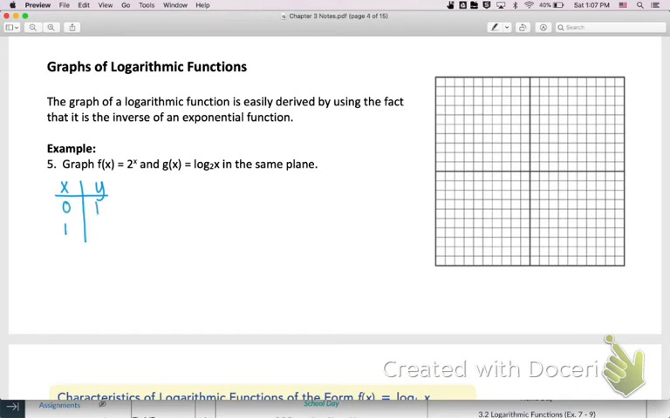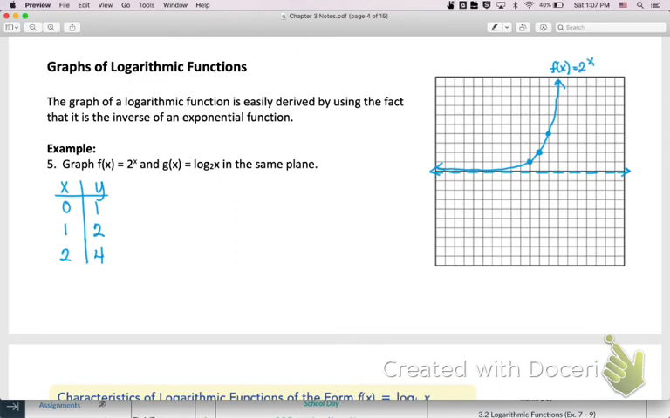And then if we plug in, let's say 1, and let's also do 2 for good measure. So if we plug in 1, 2 to the 1 is 2, and then 2 to the second is 4. So we will start by graphing that: 0, 1, 1, 2, 2, 4. And don't forget that we have an asymptote at y equals 0. This is going to be increasing from left to right, so the graph looks kind of like this. That is the graph of f of x equals 2 to the x.